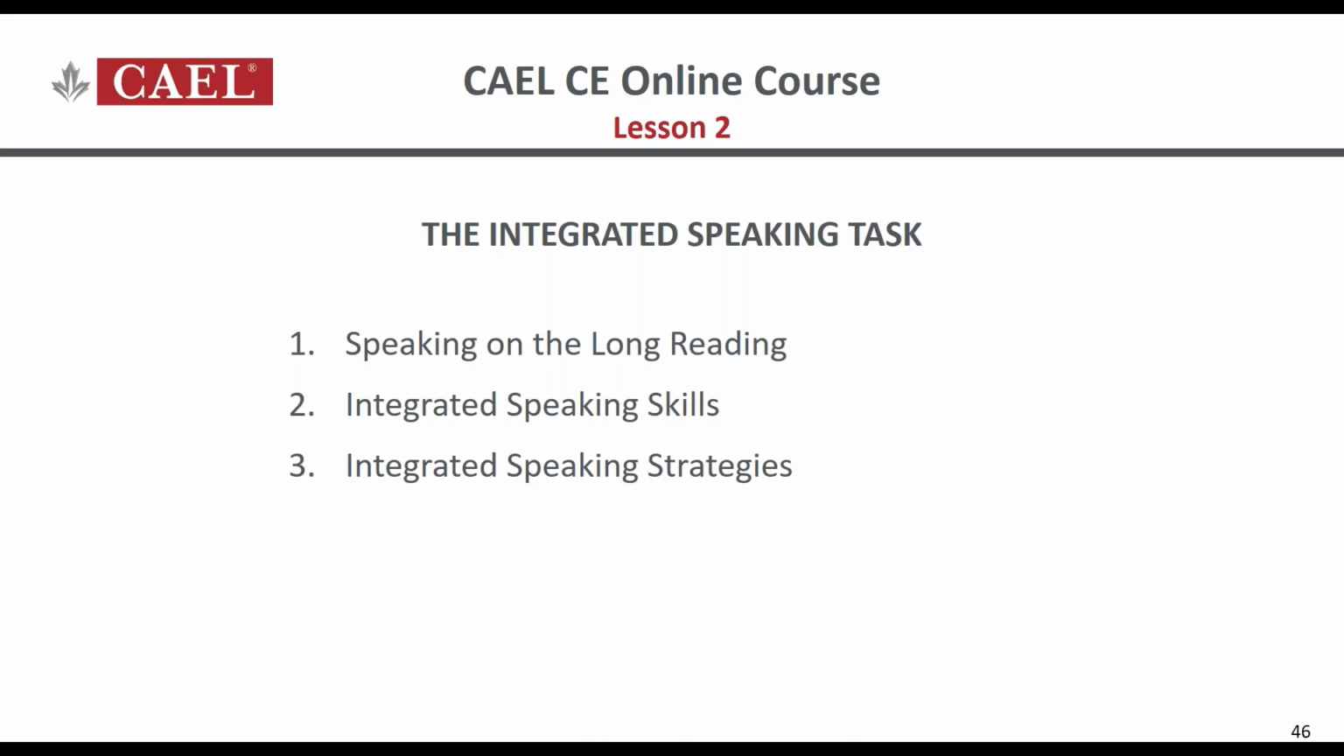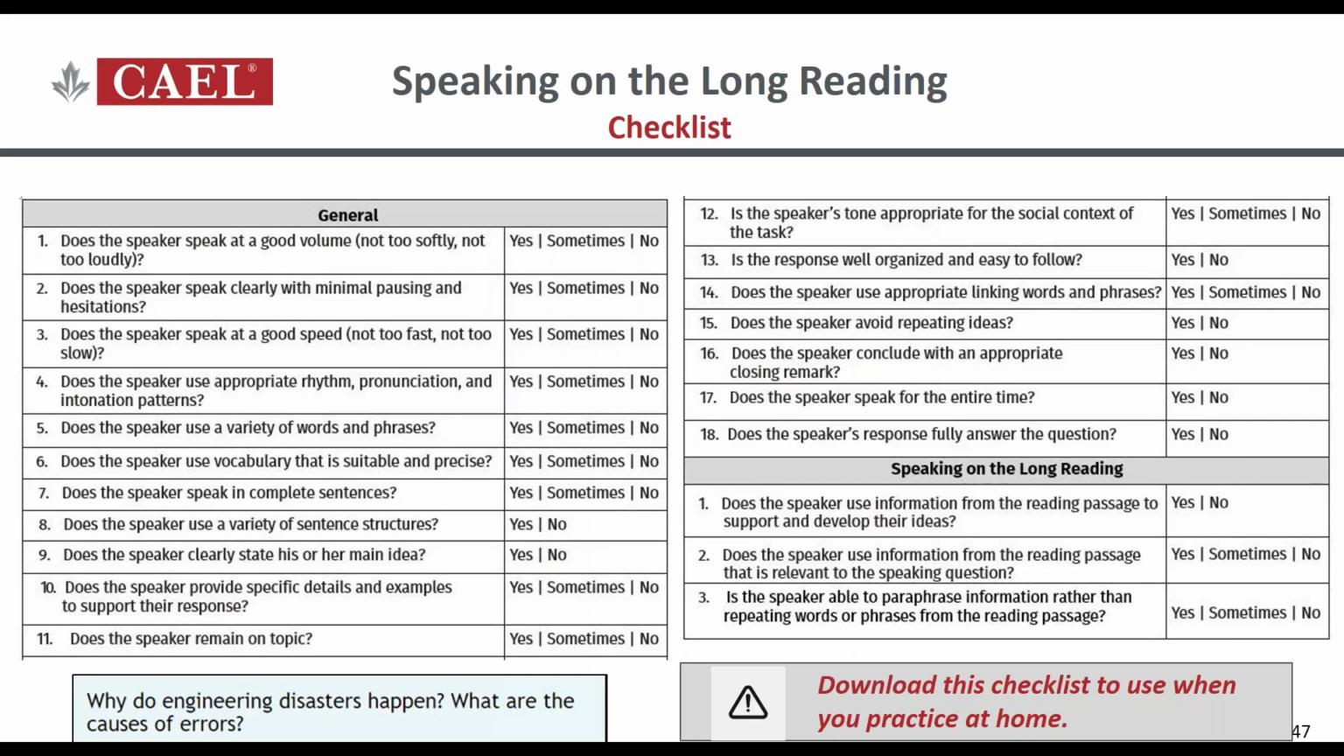Okay, so I'd just like to show you this checklist as well. You do have a copy of the checklist. You can download it, or it will be in your emails anyway when we send an email to you later. So please check your emails later today. Your email should include this checklist as well. And this is an example of what the CAEL CE raters look for. And this checklist helps you to understand how the scoring is done.